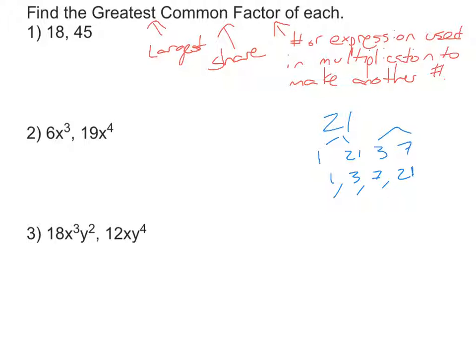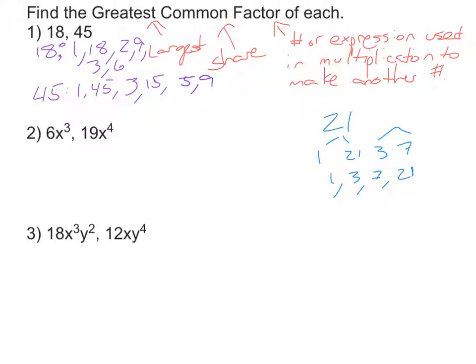In number 1, we have 18 and 45. So in 18, if I look at the list of numbers that I can use to make 18, so there's 1 and 18, 2 and 9, or 3 and 6. And then for 45, a lot more. There's 1 and 45. 2 doesn't go in, but 3 does. 3 goes in, that's 15 times. 4 doesn't go in because 2 doesn't go in. 5 does go in 9 times, and that's it.